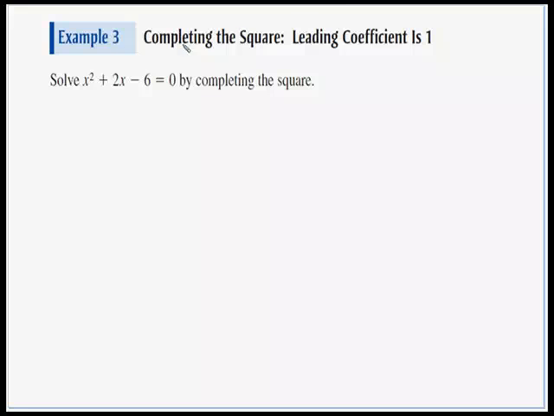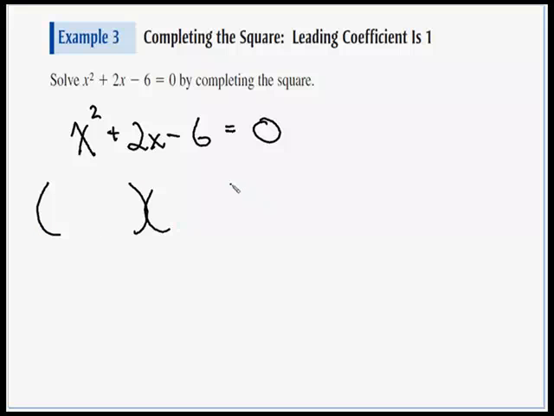So in example 3, now we're going to start with the easiest type. The leading coefficient is 1. So in front of this x squared is a 1. We don't write it there. It is implied. But I'm just going to copy it down here. x squared plus 2x minus 6 is equal to 0. So if we try to think about factoring this the old way, we've got our x, and x times x is going to equal x squared.